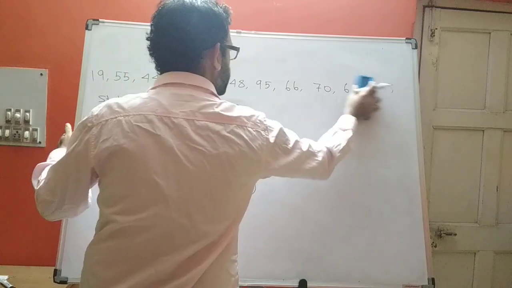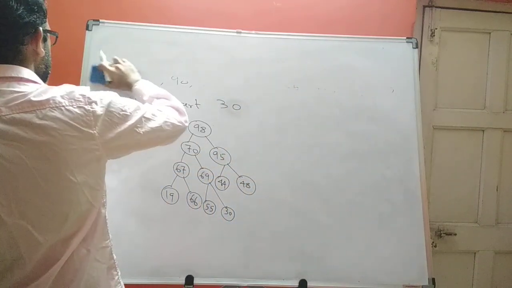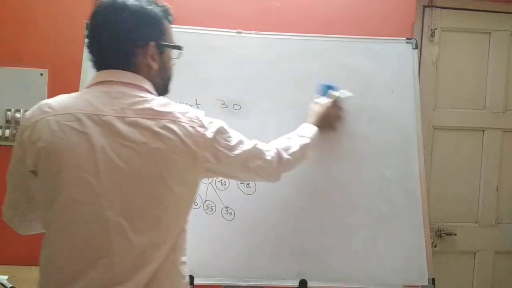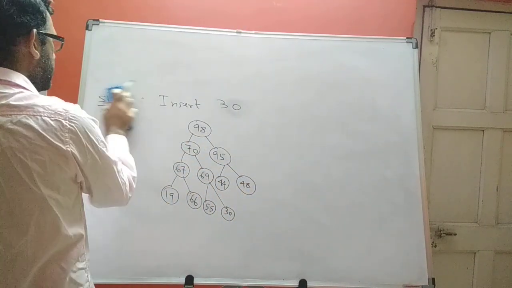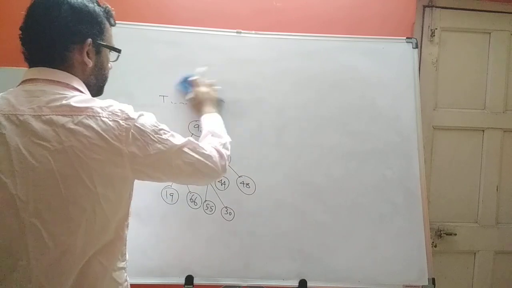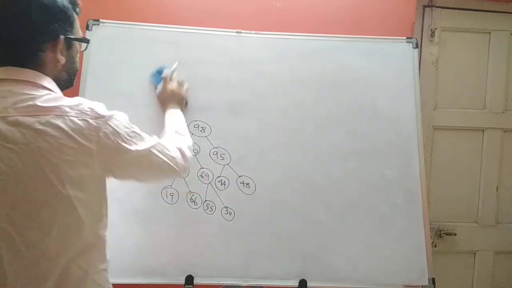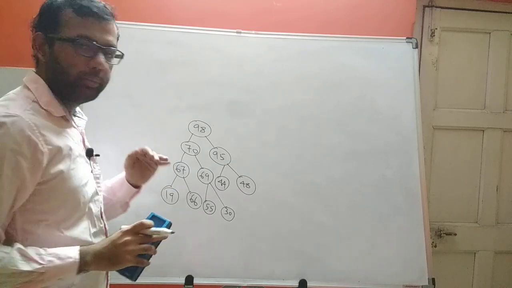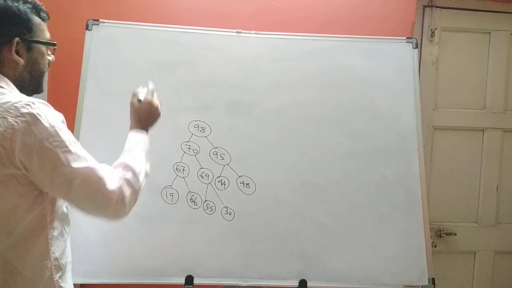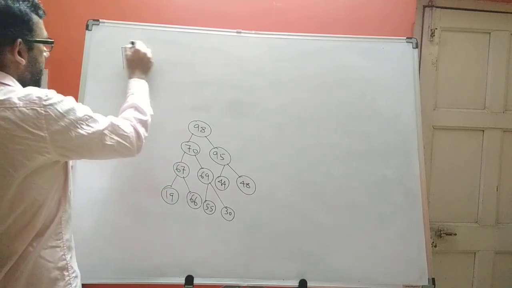Okay, so I'll just erase this. Now in order to implement heap sort, the first thing that you need to do is you need to build the heap. You need to build the heap by repeated insertions. Like you saw, through repeated insertions, I have built a heap. Now building a heap is same as storing these elements in an array. That means I have an array.